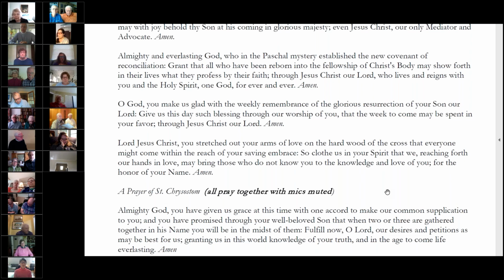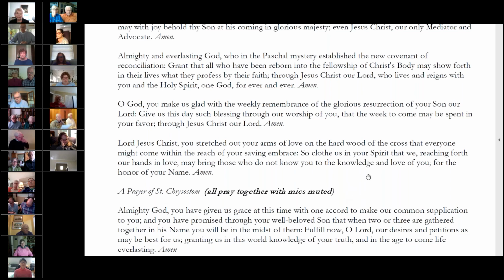O God, you make us glad with the weekly remembrance of the glorious resurrection of your Son, our Lord. Give us this day such blessing through our worship of you, that the week to come may be spent in your favor. Through Jesus Christ, our Lord. Amen.